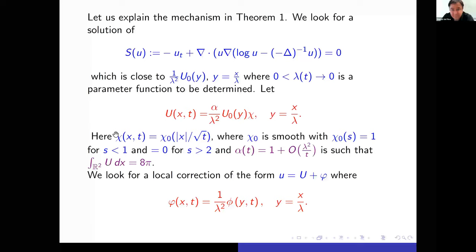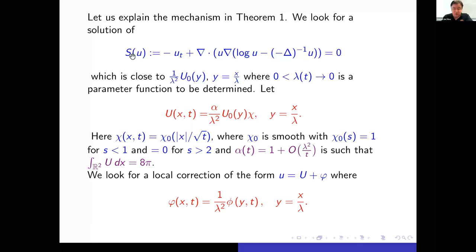Rather than telling you the proof, I would like to tell you why this phenomenon is true. I will give you an argument that is a little bit formal, but that, however, is behind the true proof. What we look for is a solution of this equation. I call S of U the operator defining the Keller-Segel equation.